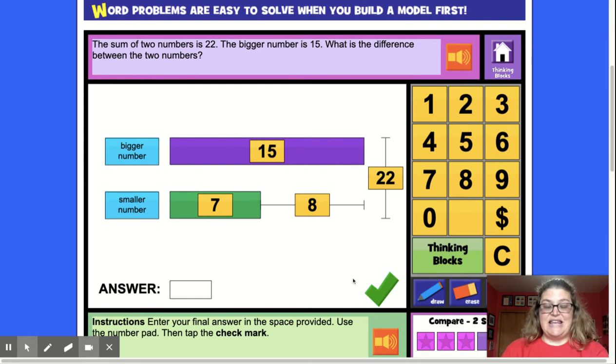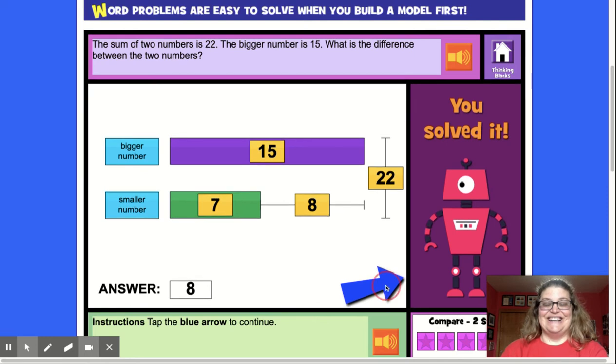Now, what is the answer? Well, what is the question? The question is, what is the difference between the two numbers? What is the difference between the bigger number and the smaller number? So in this case, I believe it's going to be 8. All right, let's keep going.